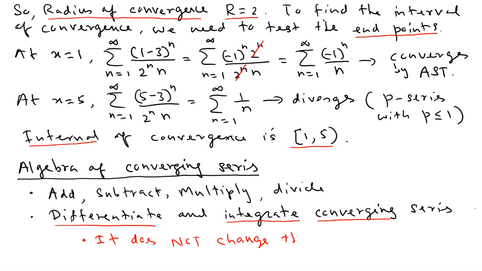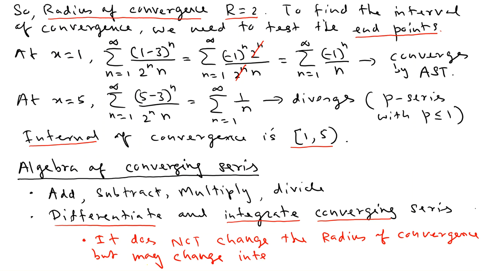When you do that, it does not change the radius of convergence, but it may change the interval of convergence, because the problem is the endpoints. Maybe you have to add endpoints or you have to remove the endpoints. That's a fact that we know. Good. Those are the major things that we need to recall about them.